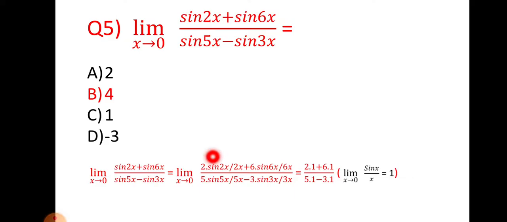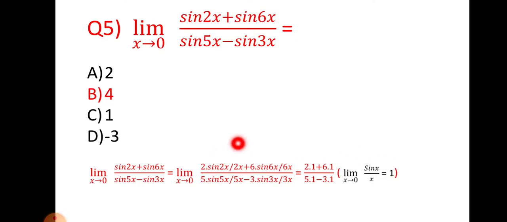We can write this sin 2x divided by 2x and we can multiply by this 2. Similarly, we can write sin 6x divided by 6x into 6. And here the denominator also we can write, the whole expression like this. After writing this, sin 2x divided by 2x will give us 1, because we know that limit sin x by x will give us 1. And this whole term will give us 1.